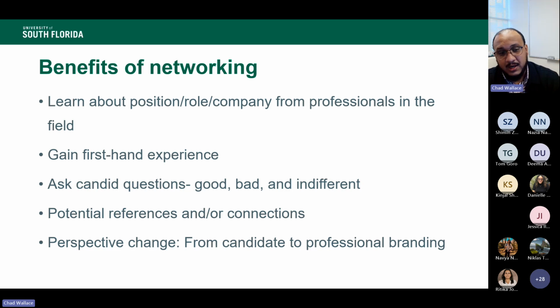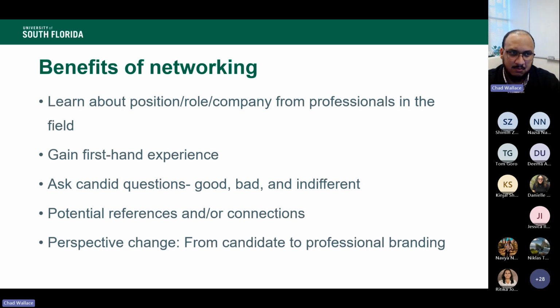Through networking, you can get potential references or connections, people that can connect you with their own networks, who may be of better assistance to you based on what you're looking for. So it's a really good way to go back to that connect, and I'm going to share it in our last slides, but getting back to that what-you-know component.